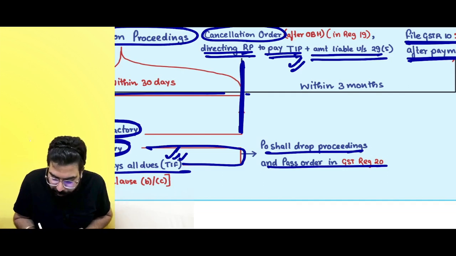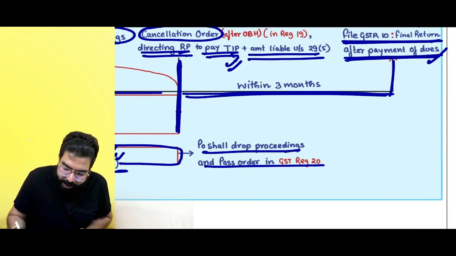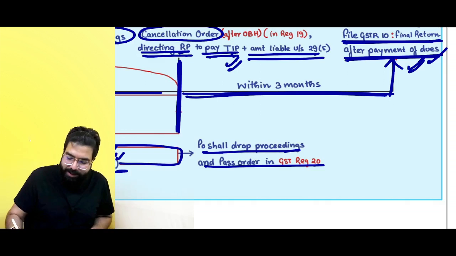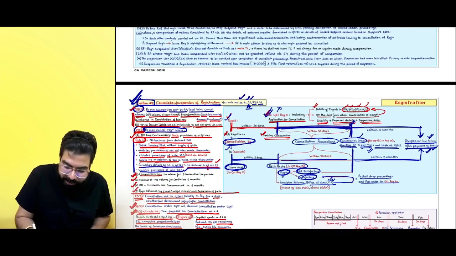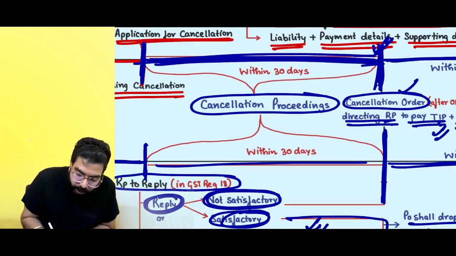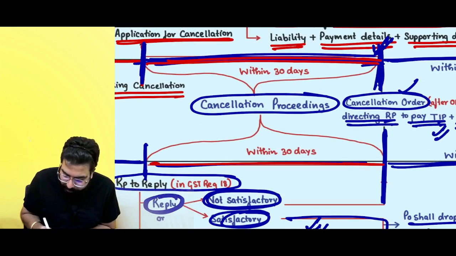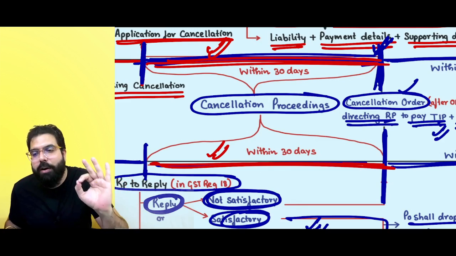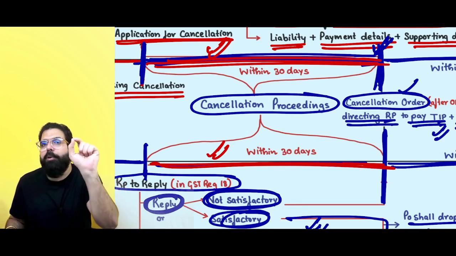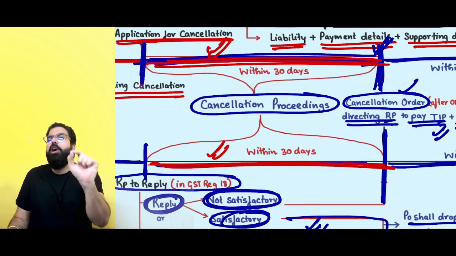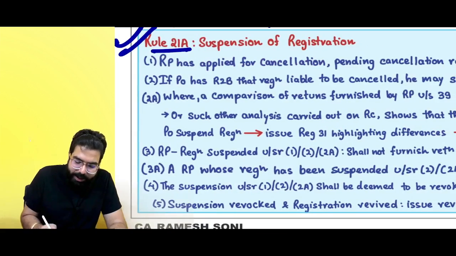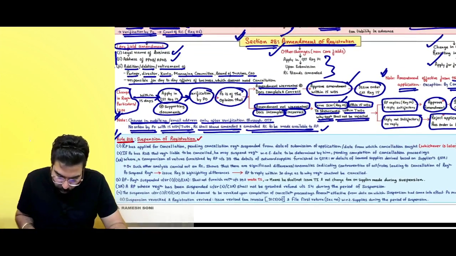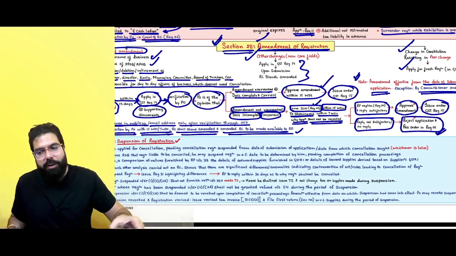Once the cancellation order is issued, within the next 3 months, please file your final return, which is the final return. Along with that, whatever tax dues are there, please pay them. Now listen to me very carefully, everyone. During this period, your registration shall be suspended when the cancellation proceedings are going on. For suspension they have told rule number 21A, suspension of registration. Please come to rule number 21A, suspension of registration.